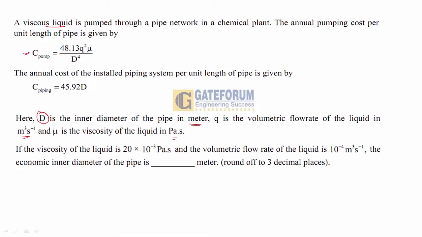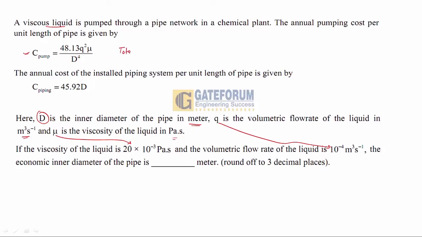all are in standard units. Okay, viscosity, which means mu, is given to us: 20 into 10 power minus 3 Pascal second. Volumetric flow rate of the liquid, which means Q, is also given to us: 10 power minus 4 meter cube per second. The economic inner diameter of the pipe we are to find in meter. Okay, so basically this is an optimization problem. We have to optimize the total cost that we are incurring, and finally we have to find the value of the inner diameter. So this is also a very basic question.